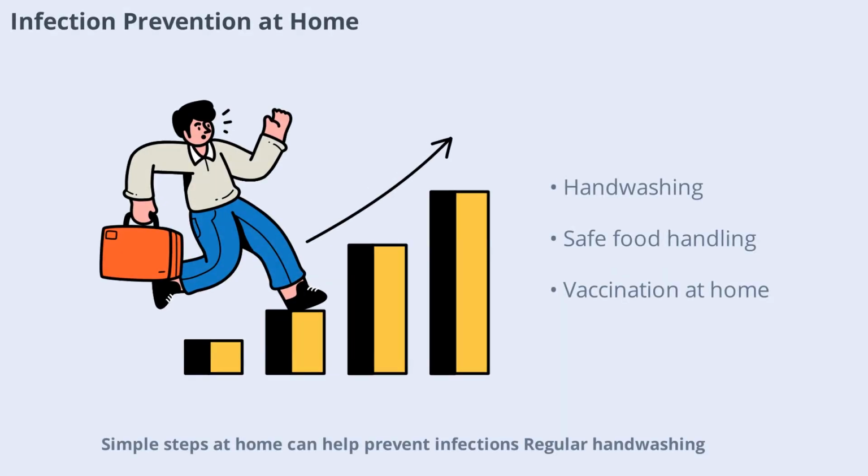Simple steps at home can help prevent infections. Regular hand washing, safe food handling, and keeping wounds clean are effective ways to reduce risk. Staying up to date with vaccinations and seeking prompt medical care for symptoms are also important. These everyday habits protect not just individuals, but also families and communities from the spread of infectious diseases.